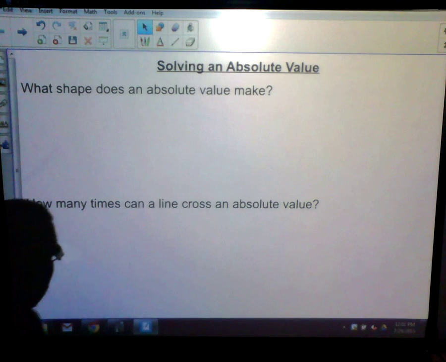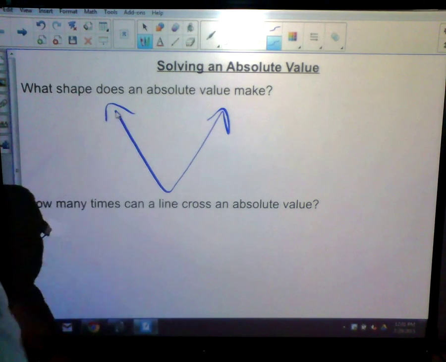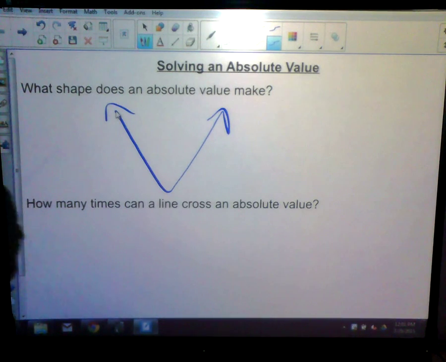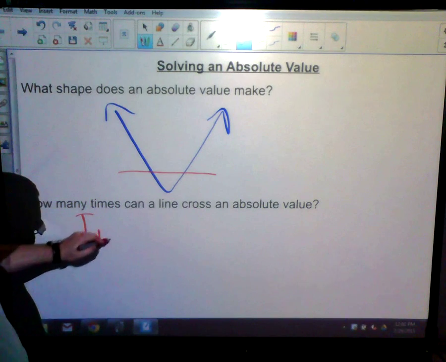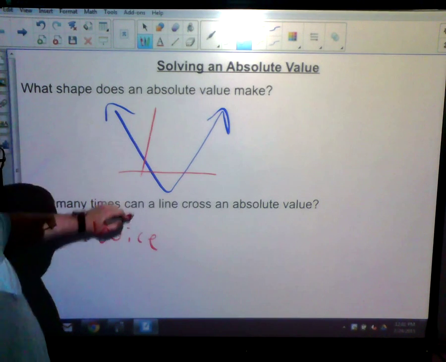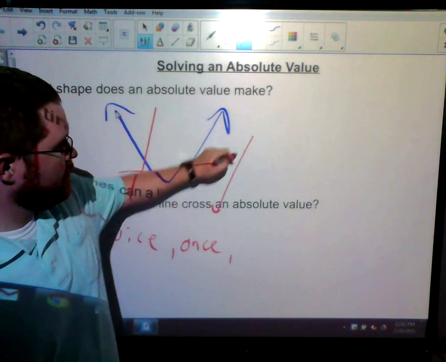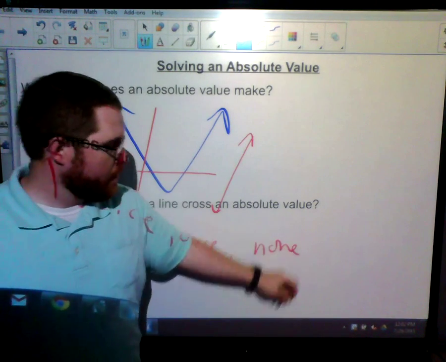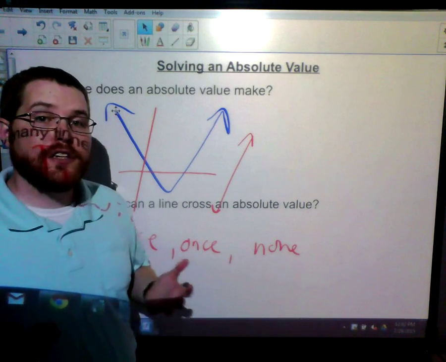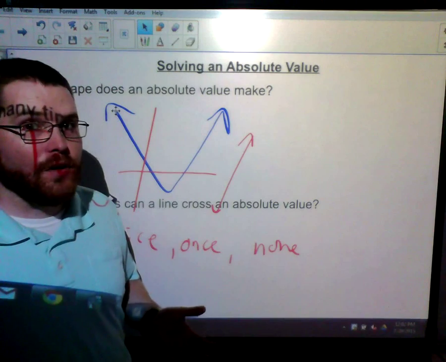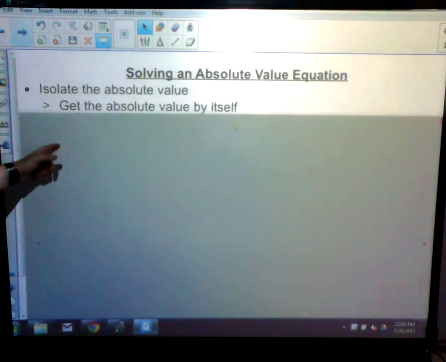What shape does an absolute value make? Well, it makes a V. How many times can a line cross an absolute value? Well, it could cross it twice. You could cross it once. Or it could cross it none. So absolute value has two answers, one answer, or no answers. We're always going to find two, but maybe they don't work. Those are extraneous.